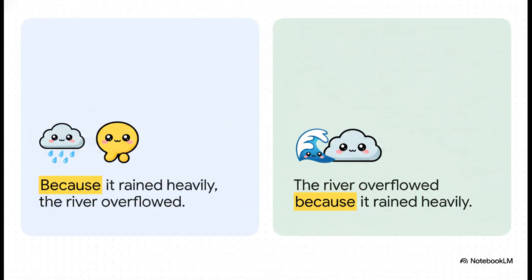We're looking at the exact same sentence written two different ways. When you start your sentence with your reason clause, introduced by because, you absolutely must drop a comma right in the middle to separate it from the result clause. But check this out. When the result goes first, the river overflowed, and the because clause follows, boom, no comma needed. It's just one direct, smooth transition.